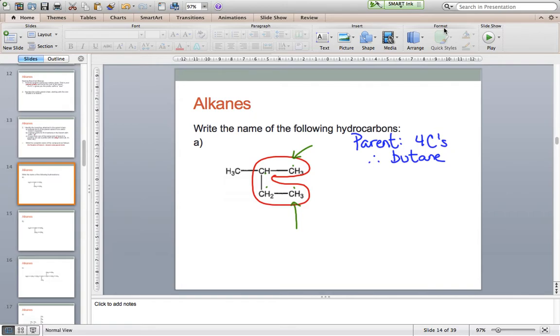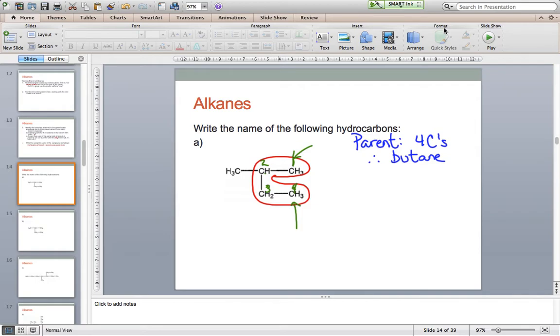If I start at the top, I get 1, 2, 3, and 4. I want to have my branch with the lowest possible number, so I am going to start numbering up at this top carbon here. So that'll be 1, 2, 3, and 4. So I'm just numbering the carbons there. Maybe it's not super clear, but that's what just happened. Why do I number the carbons? Well, it's so that I can move on to step 3, which is identify the branches.